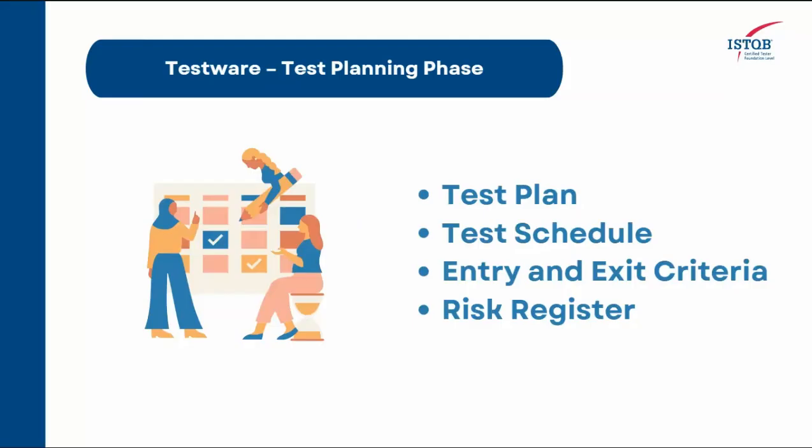In the test planning phase, we lay the foundation for our testing efforts. Here, Testware includes the test plan itself, outlining objectives, scope, approach, and resources. We also develop the test schedule, mapping out when each testing activity will occur and identify entry and exit criteria. These define when testing starts and when it's complete. We might also create a risk register to document potential risks, their likelihood, and mitigation strategies.